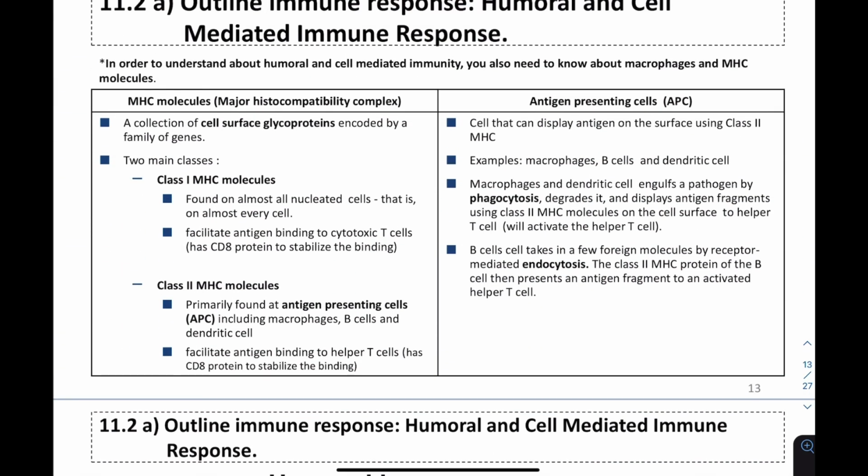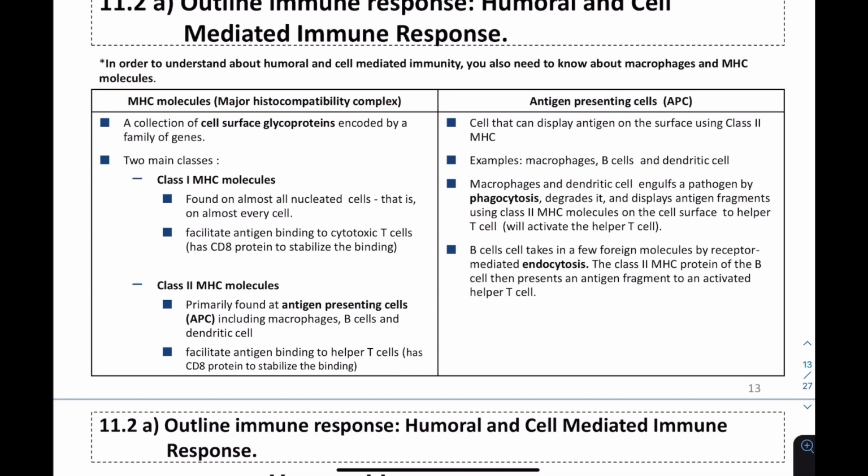So before we start, first we will go through the meaning of MHC molecule, major histocompatibility complex, and also antigen presenting cells. So MHC molecules are a collection of cell surface glycoprotein encoded by a family of gene. So basically apa yang MHC buat ialah MHC are molecules that bind to fragments of pathogens ataupun antigen fragments, dan kemudian dia akan display them on the cell surface to be recognized by appropriate T cells. So kamu boleh anggap dia macam protein yang akan display antigen on the surface of our cell.